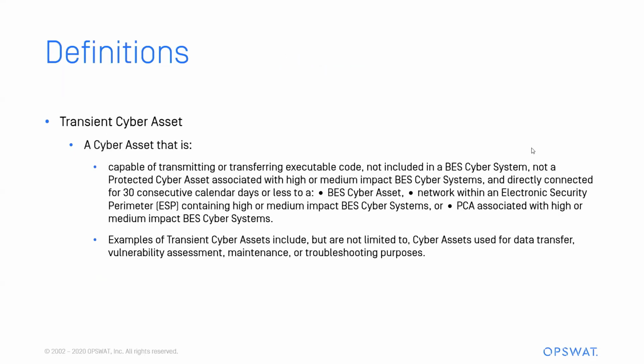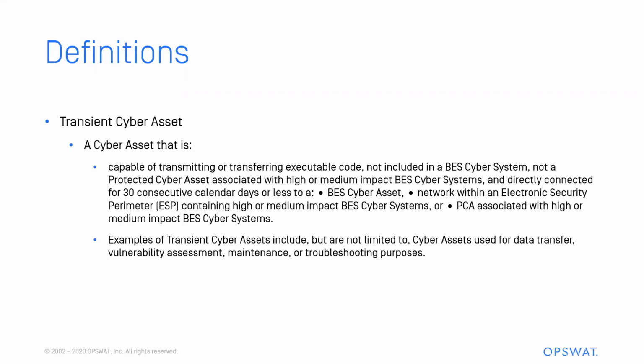Okay, so we'll get into the formal definitions here. As I mentioned, this is from the NERC glossary of terms, which is kind of the Bible for NERC. A transient cyber asset is a cyber asset that is capable of transmitting or transferring executable code, not included in a BES cyber system, not a protected cyber asset, associated with high or medium impact BES cyber systems, and directly connected for 30 consecutive calendar days or less to a BES cyber asset, a network within an ESP containing higher impact BES cyber systems, or a protected cyber asset associated with high or medium impact BES cyber systems.